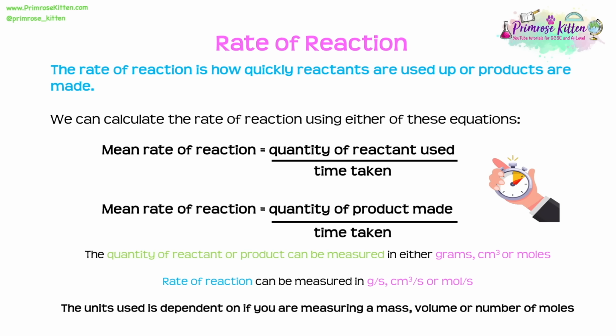However, I do want to say that you should check what your answer line wants, because sometimes you'll even see it as grams per minute or centimetres cubed per minute, or maybe even something different. So we have to be aware of what the question wants and make sure that we use the correct units for the question. However, if they don't specify something unusual, it will be grams per second, centimetres cubed per second, or moles per second.